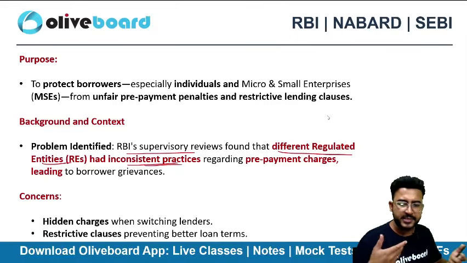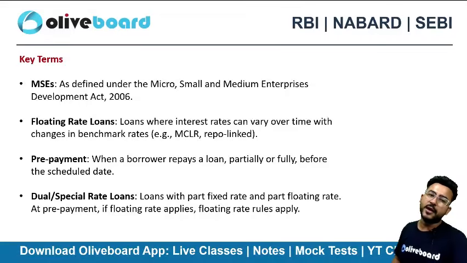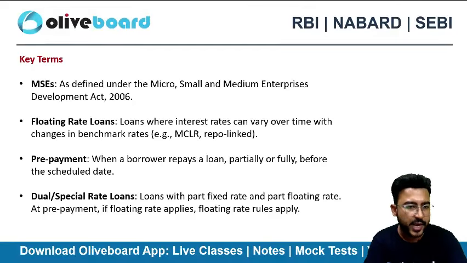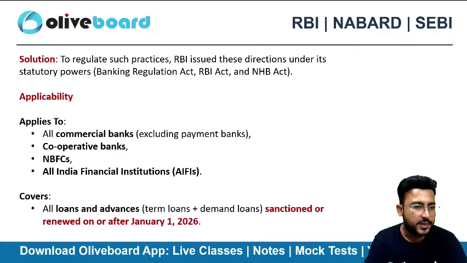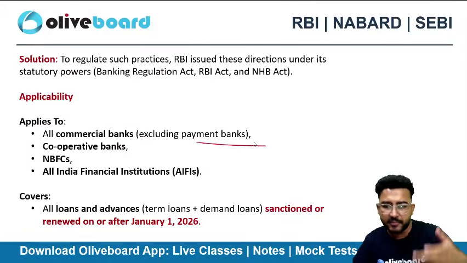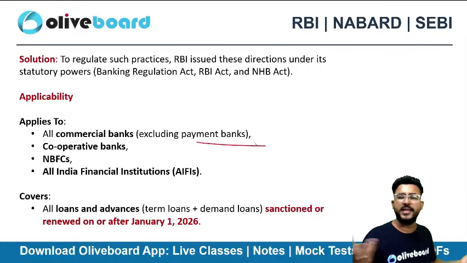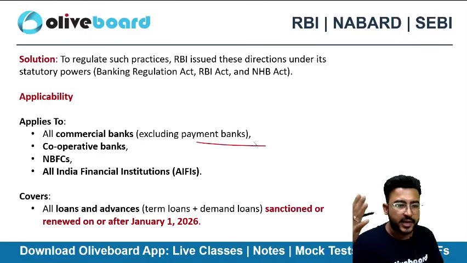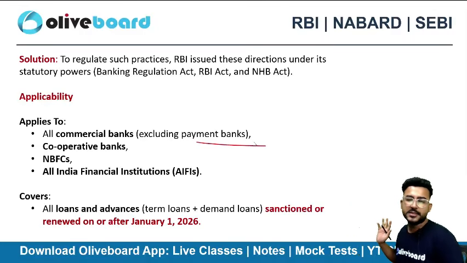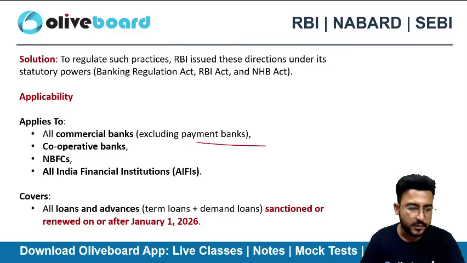Now, because every bank is having a different procedure, we need a consolidated guideline so that all the banks are on the same page. This direction applies to commercial banks, excluding the payment banks, obviously, because the payment banks are not allowed to give any kind of credit. So that's why they are excluded. It applies to all the commercial banks, all the cooperative banks, NBFCs, and all India financial institutions. This is the applicability. What is the effective date?